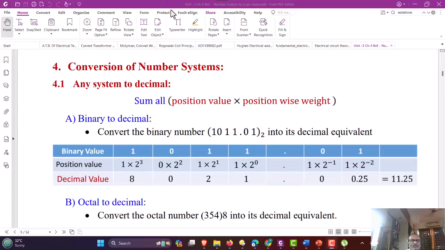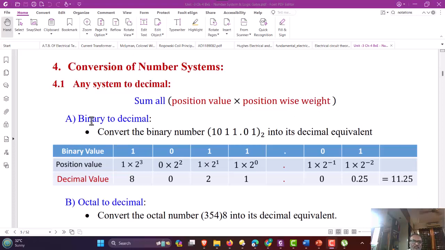Now let us see the conversion of the number system. Conversion from any number system to the decimal number system can be achieved by summing all position values multiplied by their position weights. Position values are the digit values given at that position and the position weight is basically the weight of the system at that position.